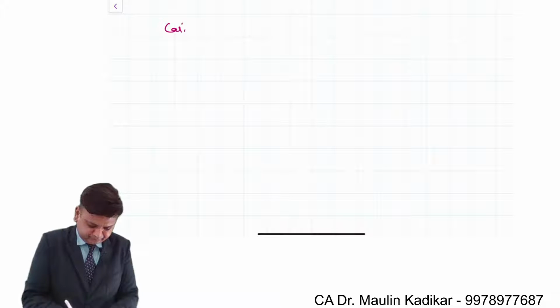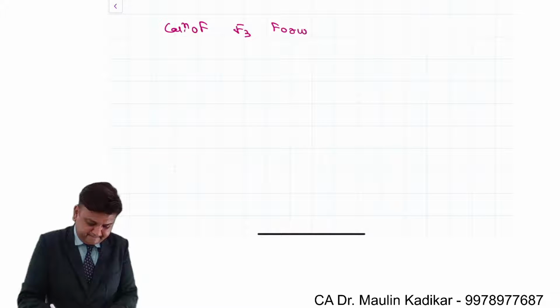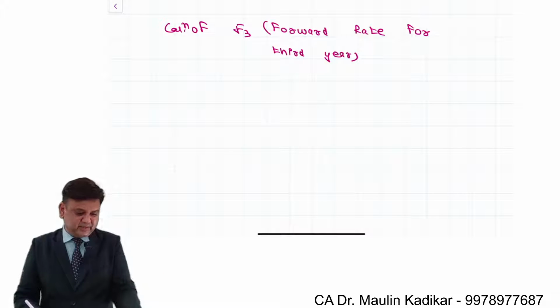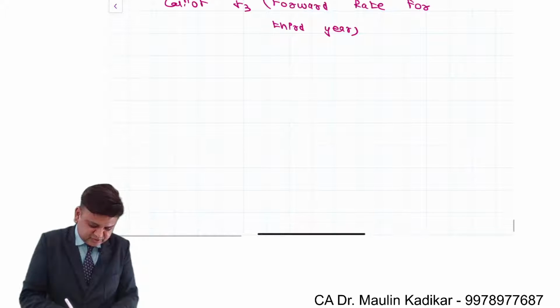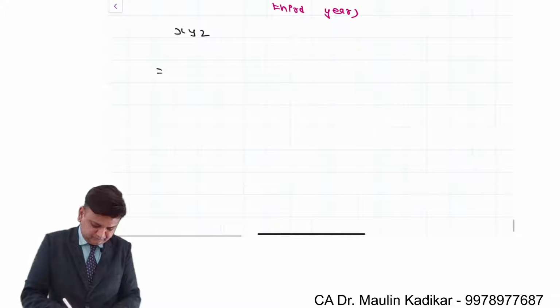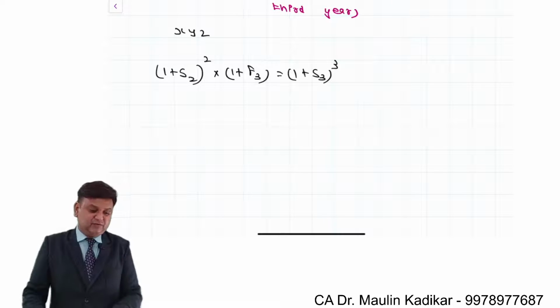Calculation of F3. What do we understand the term F3? Forward rate for third year. This is what we are required to calculate. Let us see how to make the calculation for XYZ first of all. It will be calculated like this. One plus spot for the second year raised to 2 into 1 plus F3 is equal to 1 plus spot for the third year raised to 3. This is the way the third year forward rate will be found.